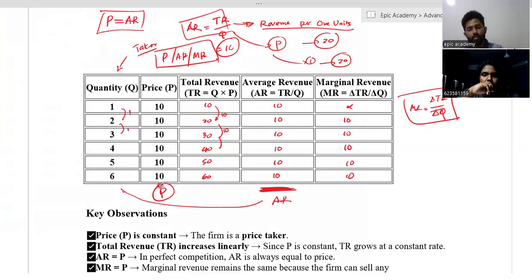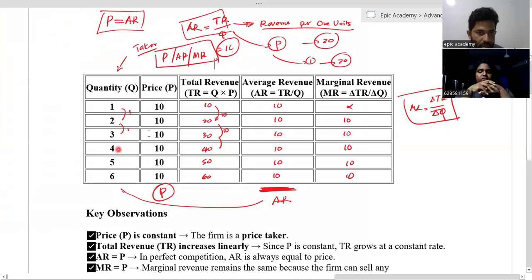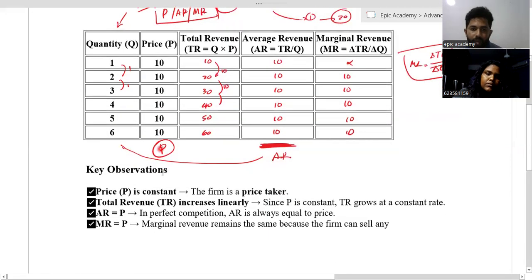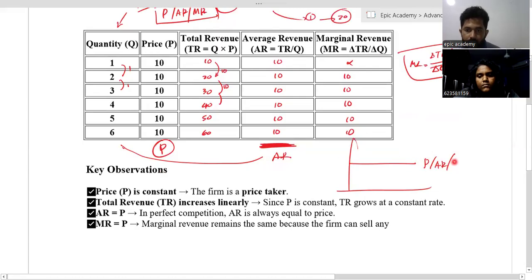Because these firms act as price takers. If the price changed with the change in the quantity, what would happen? Average revenue could change. Marginal revenue could change. But unfortunately, they cannot change the price of the commodity. That is why under a perfect competitive market structure, price, average revenue, and marginal revenue take similar values. That is why we illustrate P, AR, MR.